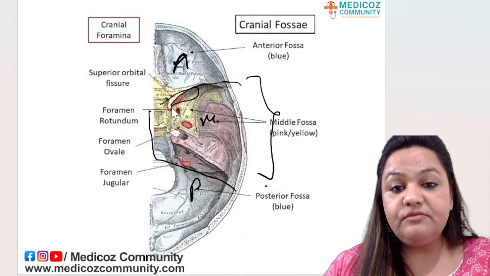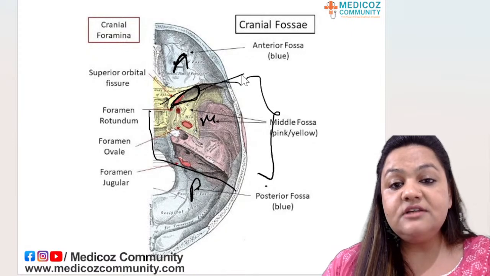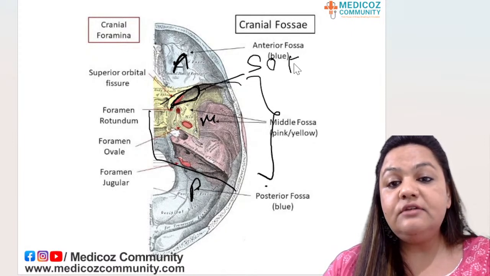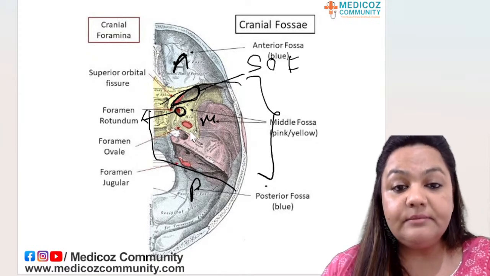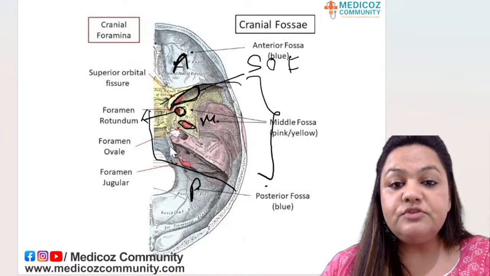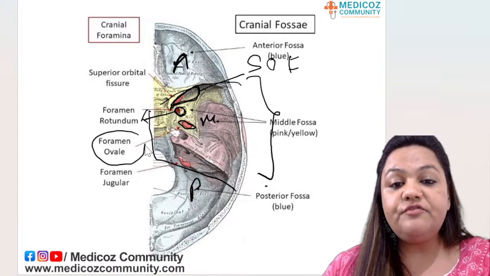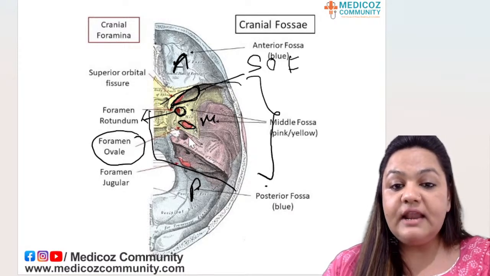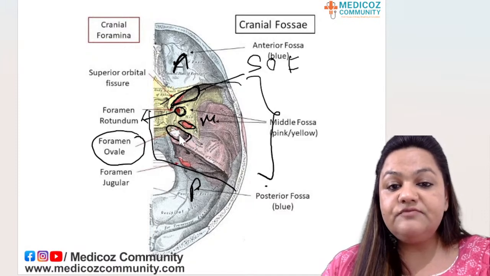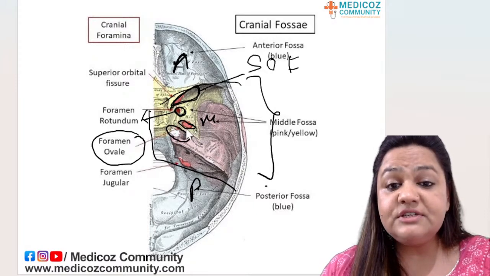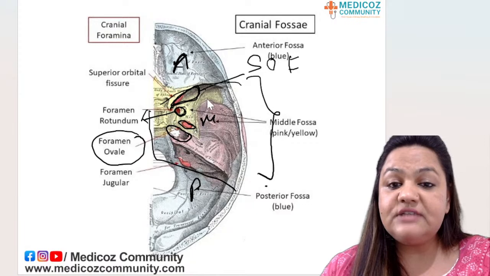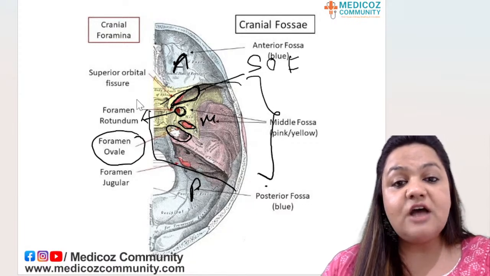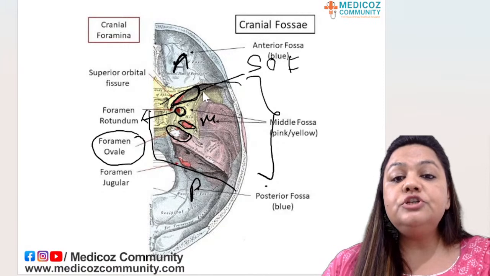What are these foramina? Most anteriorly we have the superior orbital fissure. Posterior to it is the circular foramen, called the foramen rotundum. Posterolateral to the foramen rotundum is the oval-shaped foramen, the foramen ovale, and posteromedial to the foramen ovale is the foramen lacerum. Now we need to find the structures passing through these foramina, and that's how we can get our answer.